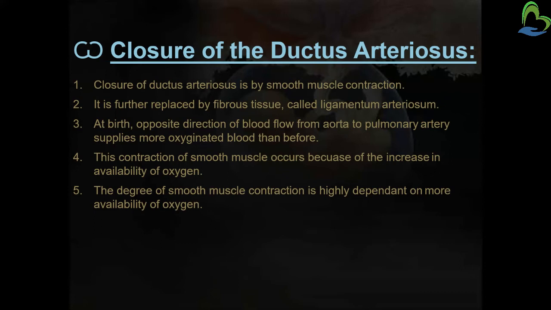of oxygen. So when the oxygen level is high, the smooth muscle contraction will occur, and the degree of smooth muscle contraction is highly dependent on the availability of oxygen. Obviously, if the oxygen level is increased, the smooth muscle contraction also becomes high, dependent on the availability of the oxygen. So this is the closure of the ductus arteriosus, which becomes the ligamentum arteriosum.